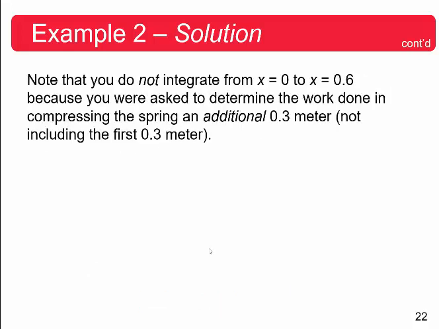Note that you do not integrate here from x = 0 to x = 0.6, because you are asked to determine the work done in compressing the spring an additional 0.3 meters, not including the first 0.3.